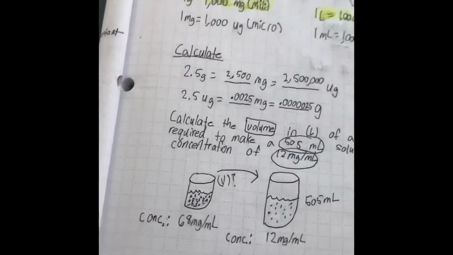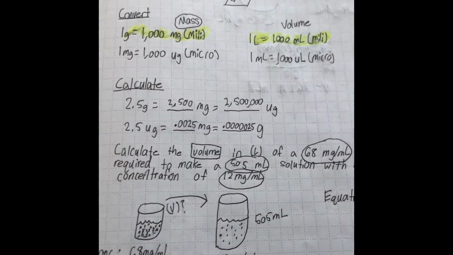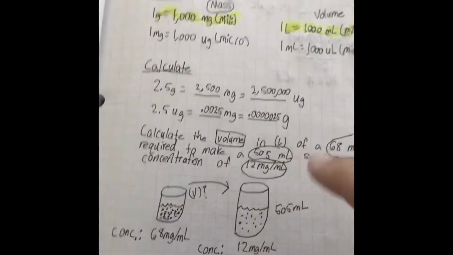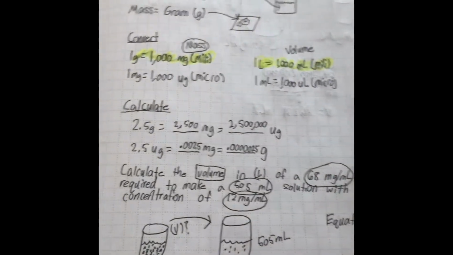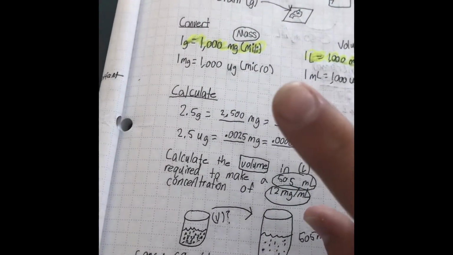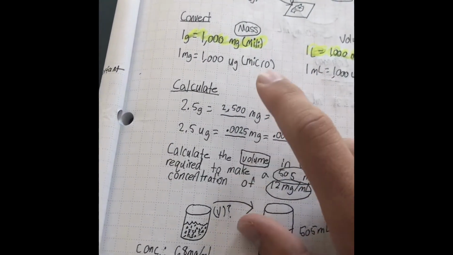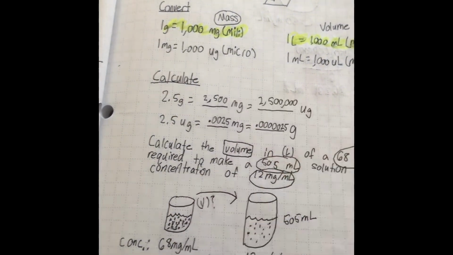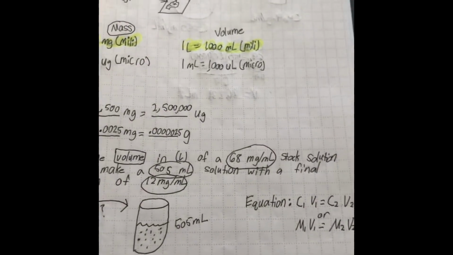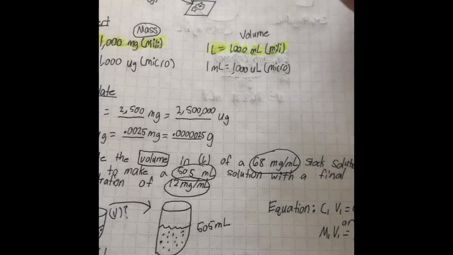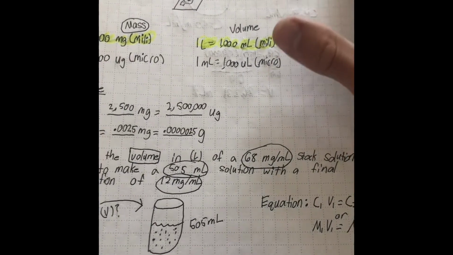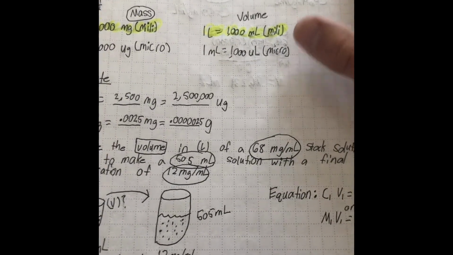So in most questions, you're gonna be given measurements in, for example, over here, milligrams and milliliters. So you're gonna have to know how to convert. So for mass grams, 1 gram is 1,000 milligrams, and then 1 milligram is 1,000 micrograms. For volume, it's the same exact thing, but with liters, 1 liter is 1,000 milliliters, and 1 milliliter is 1,000 microliters.